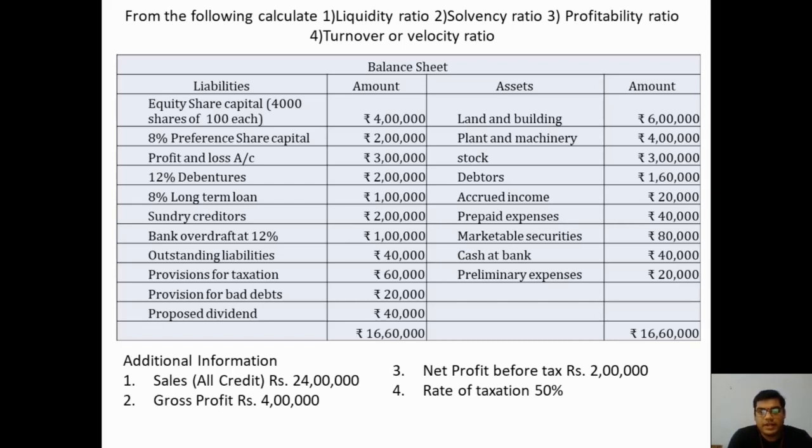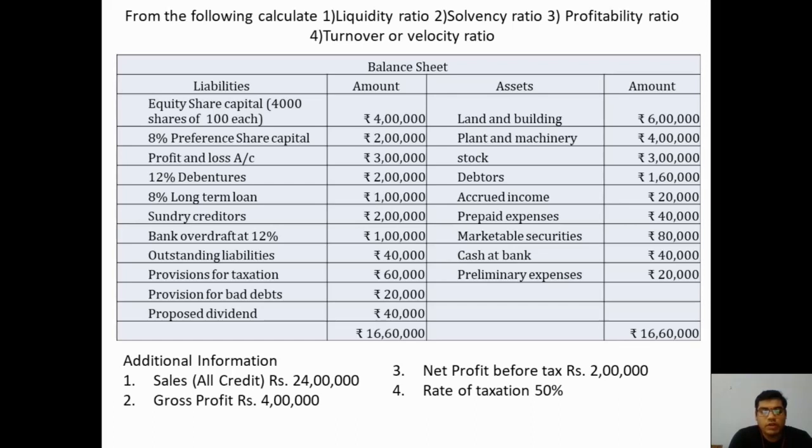Now coming to the liability side, equity share capital is the share capital provided by the equity shareholders. Preference share capital is provided by the preference shareholders. Profit and loss account is the profit earned by the company, because it is given on the liability side. 12% debentures and 8% long-term loans are called long-term debt. Sundry creditors, bank overdraft, outstanding liabilities, provisions for taxation and proposed dividend are called current liabilities.